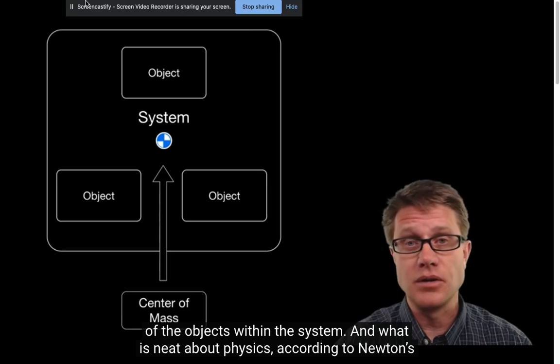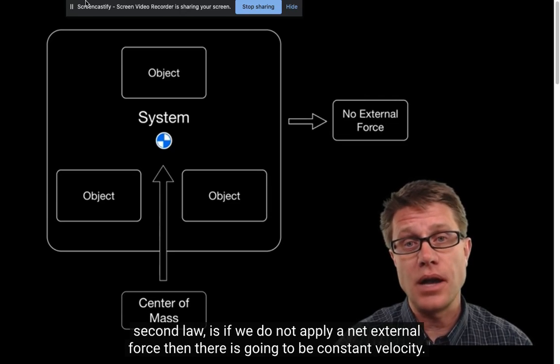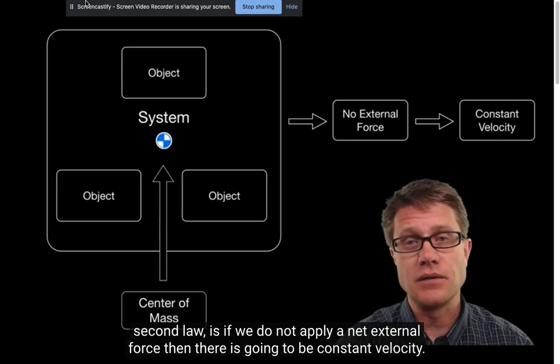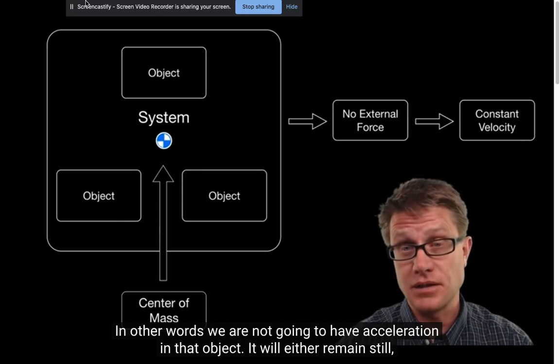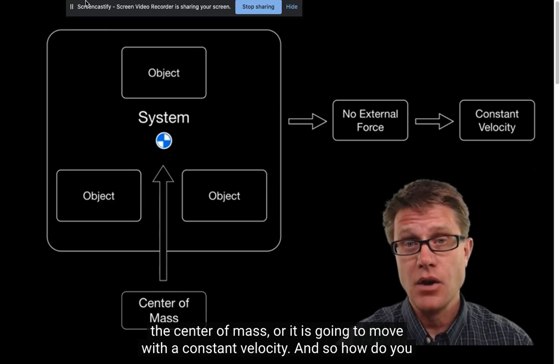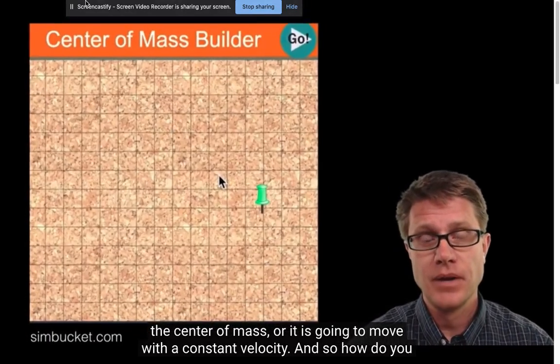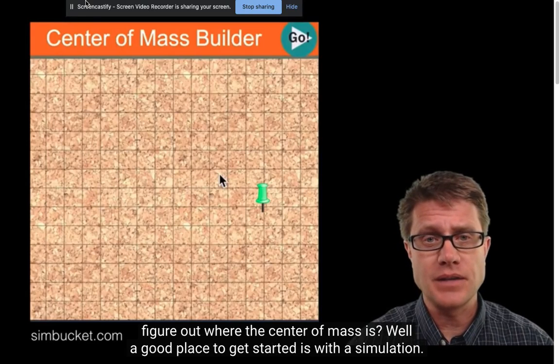And what's neat about physics, according to Newton's second law, is if we don't apply a net external force, then there's going to be constant velocity. In other words, we're not going to have acceleration in that object. It'll either remain still, the center of mass, or it's going to move with a constant velocity. And so how do you figure out where the center of mass is?